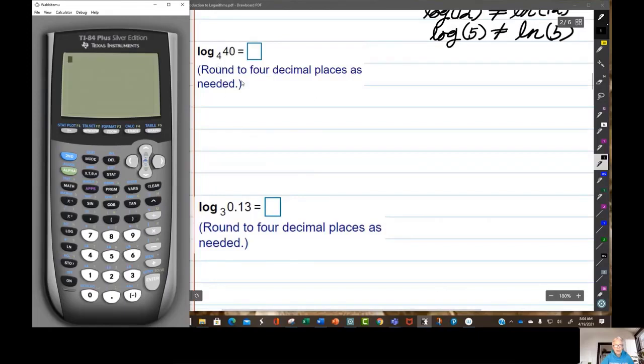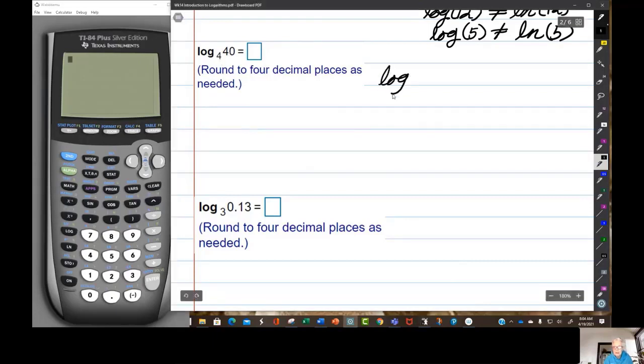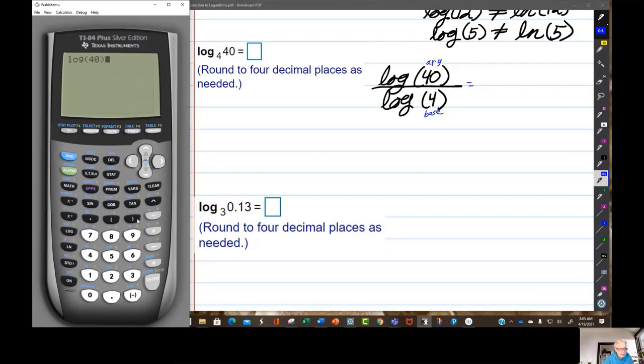Okay, log base 4 of 40, round to 4 decimal places. So I'm going to say log 40, you take the argument, and then you take the base. The log, which is log base 10 of 40, over log 4. That's the base. So this is the argument, this is the base. And what does that equal? Well, let's find out. Log 40, close the parentheses, divided by log 4, close the parentheses. Enter.